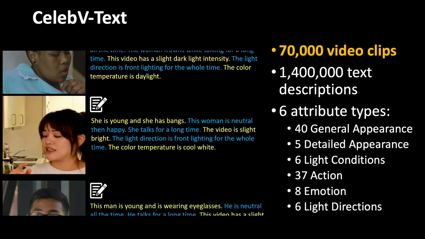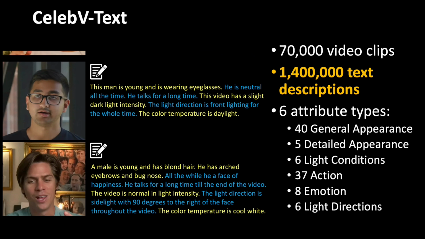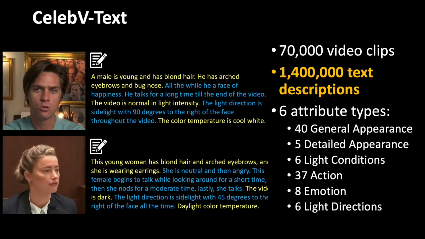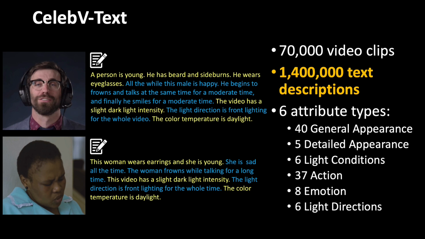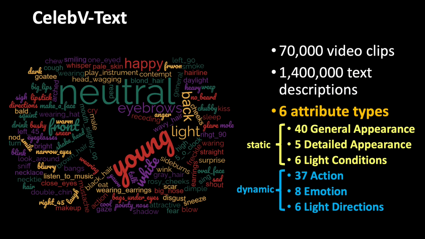CelebV-Text contains 70,000 video clips and 1,400,000 text descriptions, with 20 texts for each video clip. Six types of attributes are described in the texts, including 40 general appearance, 5 detailed appearance, 6 light conditions, 37 action, 8 emotion, and 6 light directions.